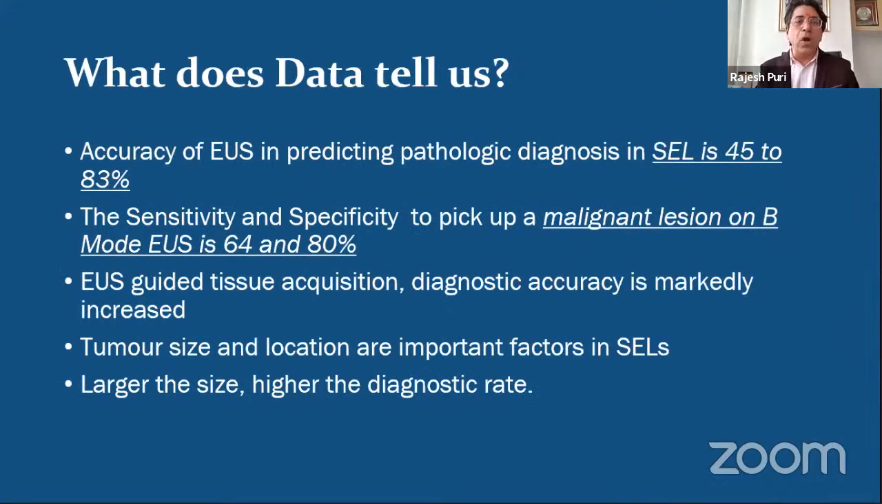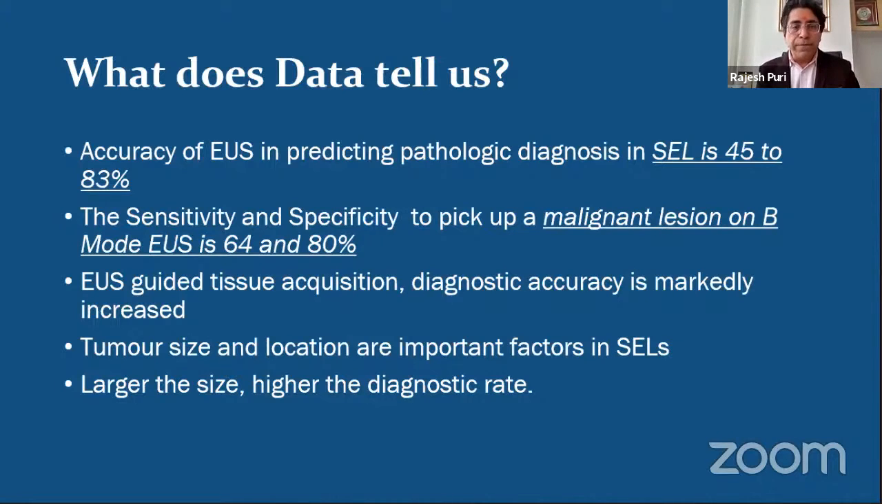So what does the data tell us? What is the sensitivity and specificity of EUS? When we talk about EUS morphology, it gives the diagnosis in 45 to 83%. The accuracy is very poor. The sensitivity and specificity for picking up a malignant lesion is 64 to 80%.